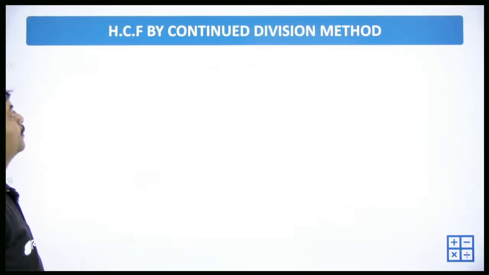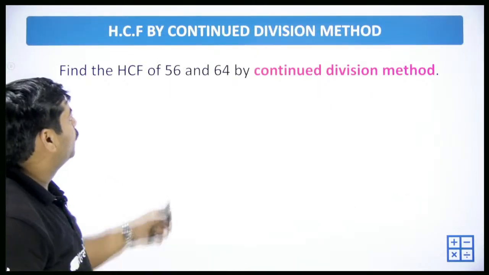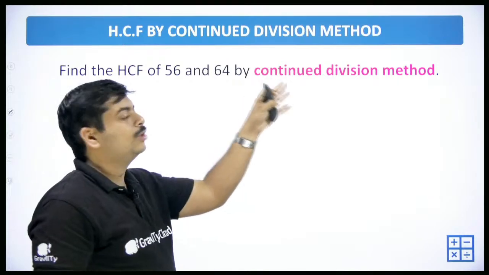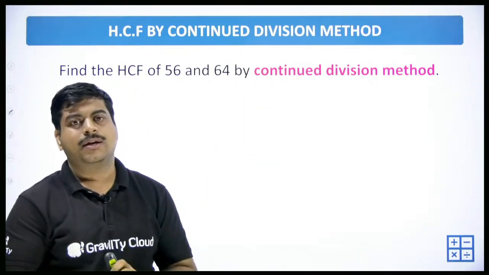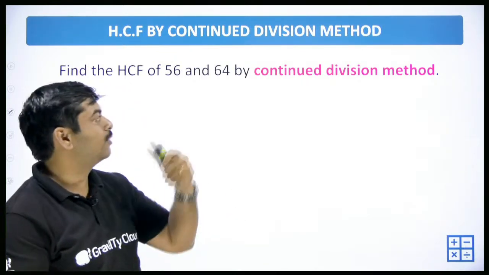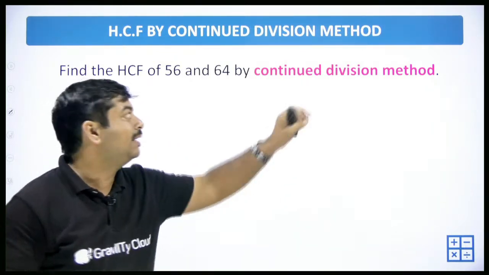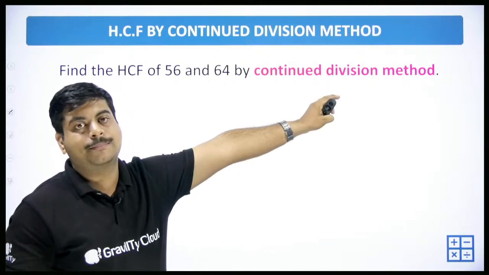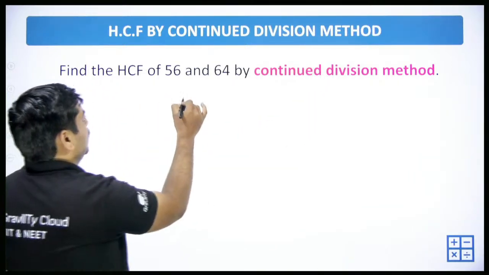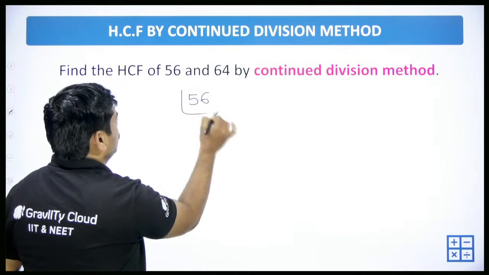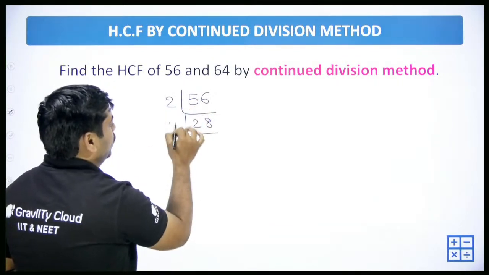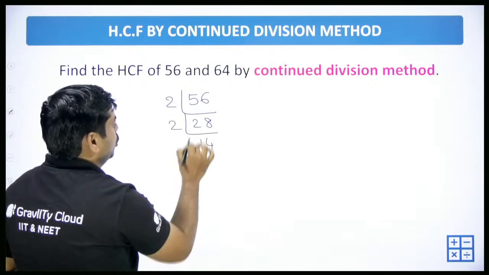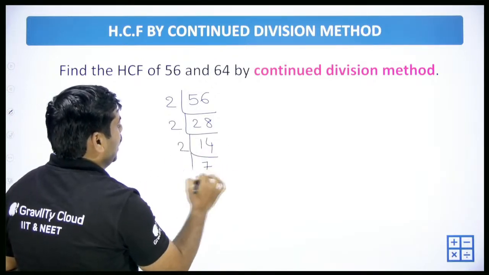The next one: find the HCF of 56 and 64 by the continued division method. The method of division which we just discussed is called the continued division method. So let's write the division for 56: 2 times 28 if I am not wrong, 2 times 14, 2 times 7, and 7 times 1.